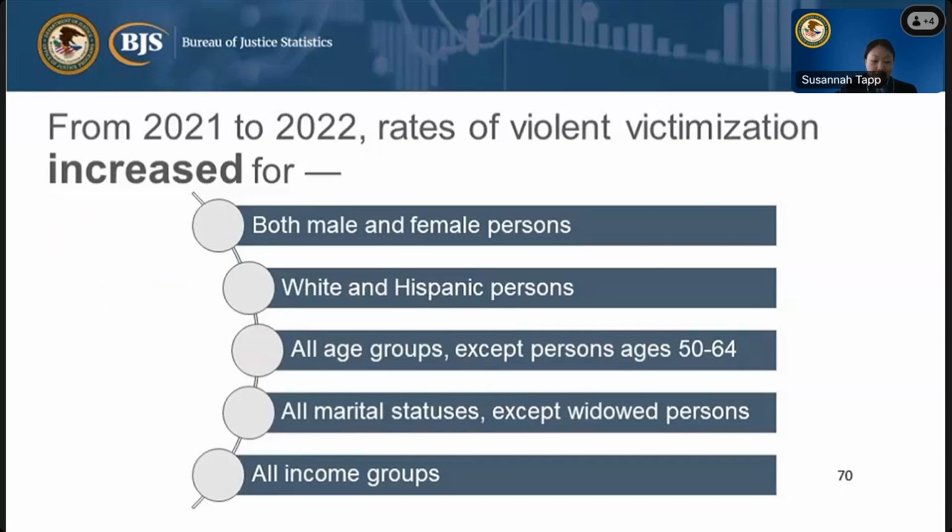Looking at the rates of violent victimization by some demographic characteristics, the rate of violent victimization and violent victimization excluding simple assault increased for both males and females. The rate of violent victimization excluding simple assault increased for white and Hispanic persons. The rate of violent victimization increased for all age groups except for persons aged 50 to 64. And the rate of violent victimization increased for persons of all marital status except for widowed persons. And the rate of violent victimization and violent victimization excluding simple assault increased for persons across all income groups.